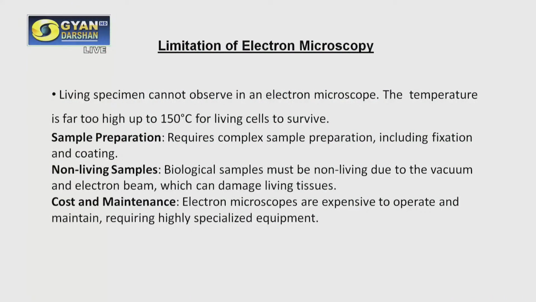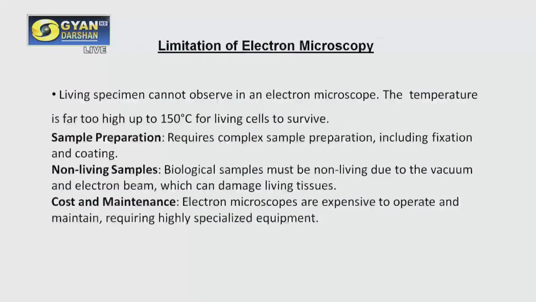Scientists observe that living specimens cannot be observed in an electron microscope because of the high temperature in the column of the electron microscope. Sample preparation is a complex process, like fixation, coating and embedding, and non-living samples must be observed carefully due to the vacuum and electron beam. There is damage to the sample by the electrons, and the electron microscope is highly expensive. That's why there are these limitations.